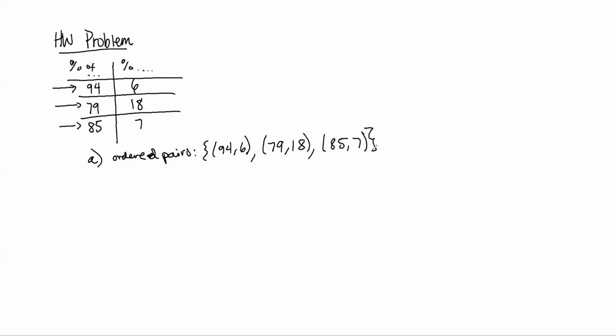And then part B and C is exactly like what we've seen. So part B, it's going to ask for the domain and range. So remember, domain are all of the x values. So in this case, your x values are 94, 79, and 85. And as you can probably guess, our range is 6, 18, and 7. And then lastly, part C is going to ask if it is a function.